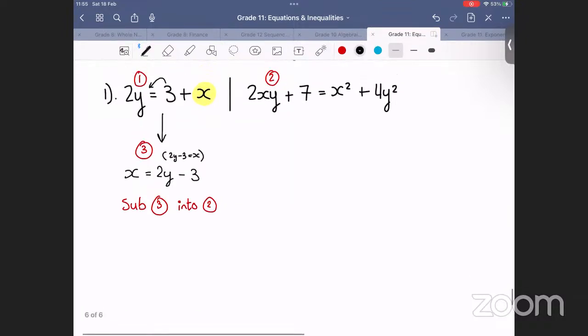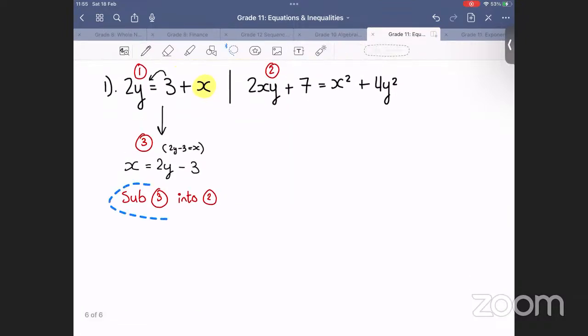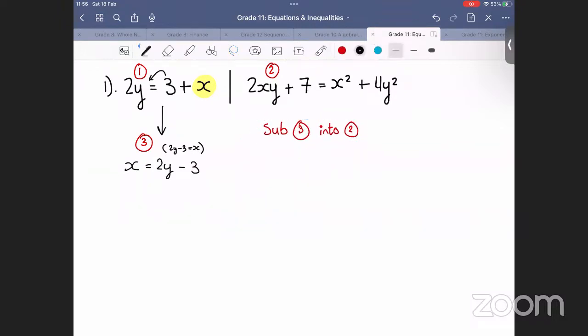So now I'm going to substitute number 3 into number 2. Wherever I see x, I'm going to write 2y minus 3. So there, that's it. Wherever I see x, I'm going to write 2y minus 3. Whenever you're substituting anything in maths, always use brackets. Always. 2y minus 3 plus 7 is equal to, open brackets, 2y minus 3 squared, because it's x squared, plus 4y squared.